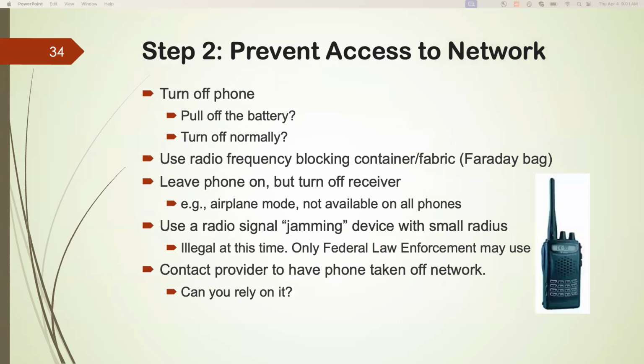The next thing is preventing access to the network. So the best way, not the best way, but the first way to prevent the connectivity is to just turn off the mobile. But there are some issues that we discussed in the previous slides, about what can go wrong if you turn off the phone. But even if you want to do that, you have two different options, right? You can either pull out the battery, or you can just turn off the phone by shutting it down. So both of them have their own issues.